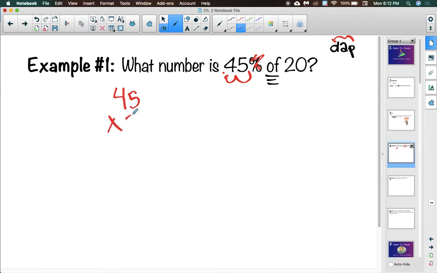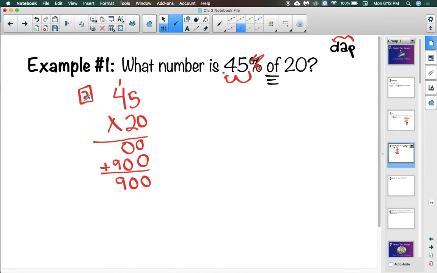45 hundredths times 20. And remember, 45 hundredths has 2 numbers after the decimal, so we're going to put a 2 here. 0 times 5 is 0. 0 times 4 is 0. Put your placeholder 0 down here. 2 times 5 is 10. Carry the 1. 2 times 4 is 8 plus 1 is 9. We add that up, and we get 900. And don't forget to move your decimal 2 places back into your answer. So the final answer here is 9.